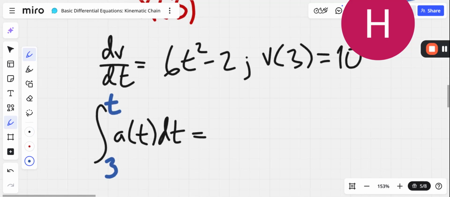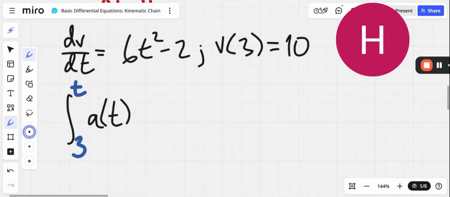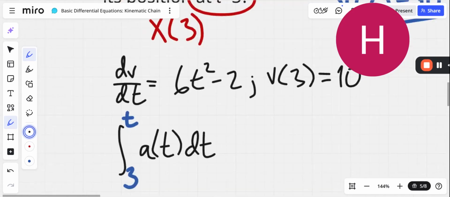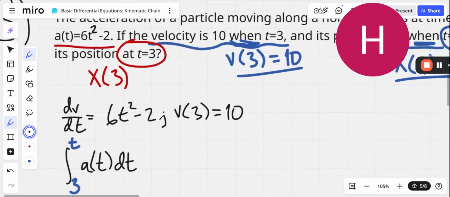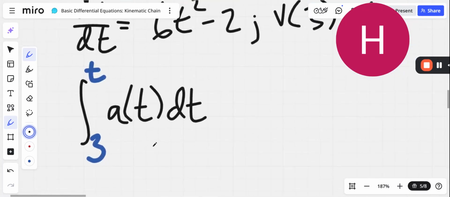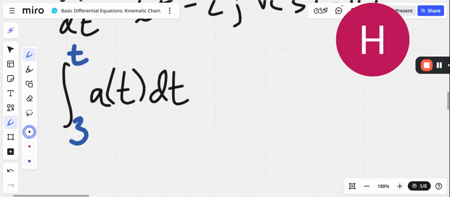Why am I using t here? Well, I don't want to know the velocity at a specific time. The goal of this is to find the position at a specific time. But the velocity, I just want a velocity function. So I'm going to use a limit as t.